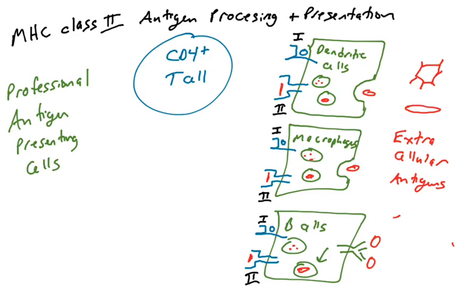So what's going to happen with these MHC class 2 molecules presenting antigen, these peptides that the cells have taken in and processed? Well, MHC class 2 presents to CD4 positive T cells. And we talked in a previous video about these cells expressing T cell receptor proteins, as well as the CD4 protein, which interact with MHC class 2.